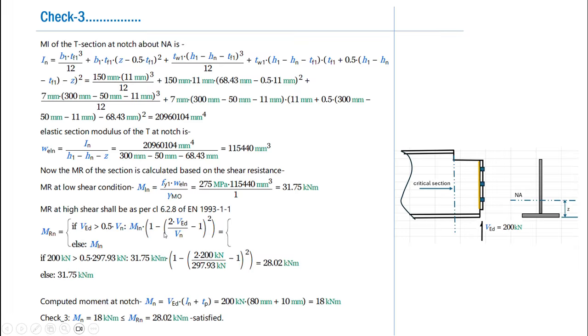So accordingly, we have to use the moment of resistance calculation corresponding to the high shear condition, and this is done using this formulation. That is, the moment of resistance would be the moment of resistance corresponding to the low shear condition, which needs to be reduced by 1 minus (2 VEd by Vn minus 1) the whole squared. And performing this calculation, we find that the moment of resistance of the supported beam at the notch section is equal to 28.02 kilonewton meter.